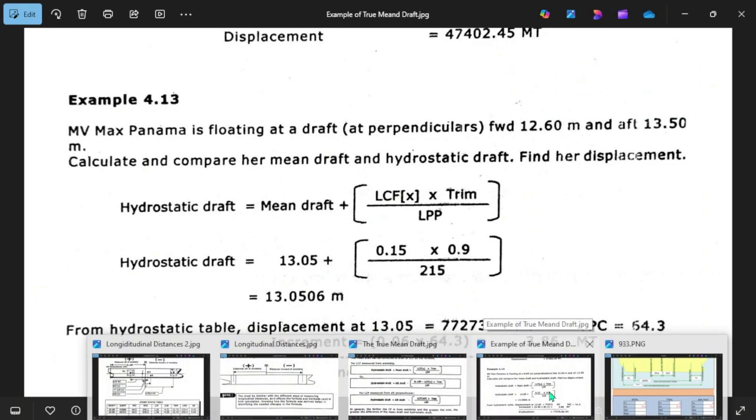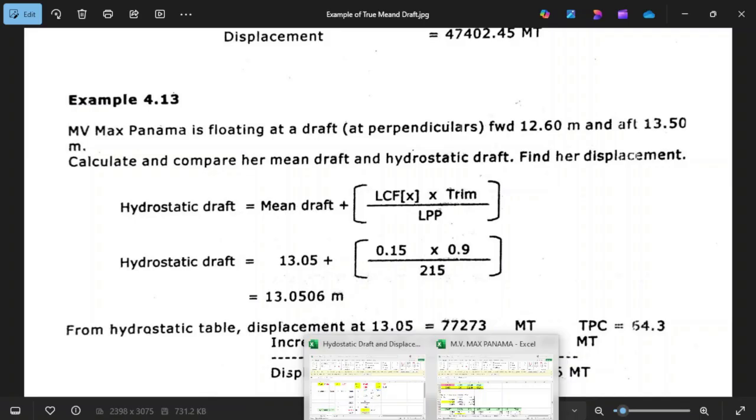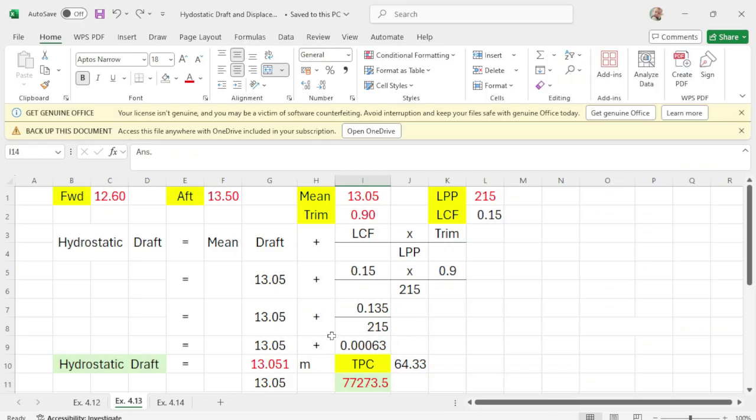Your trim is 0.90. Okay, then your mean drop is 13.0506. My drop here is, again, multiply these two, that will be 0.135 over 215, and the answer to this one is 0.063. You add this one with this mean drop and your hydrostatic drop will be 13.051.